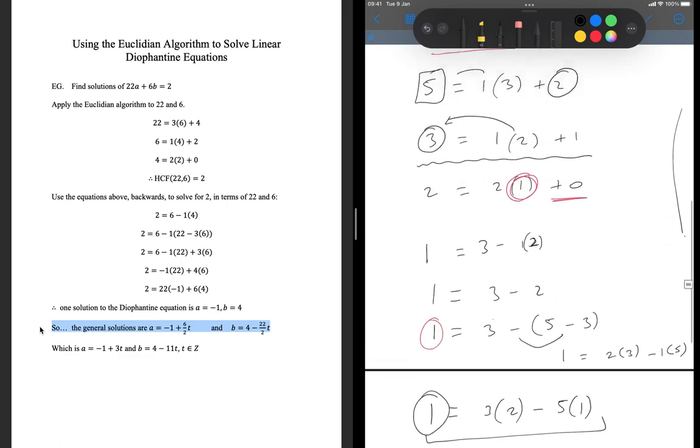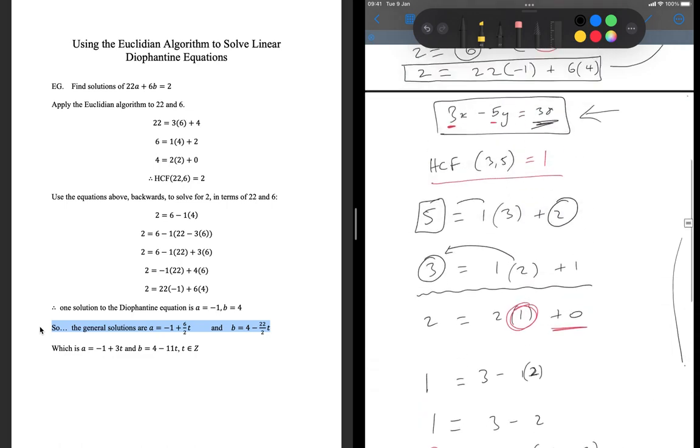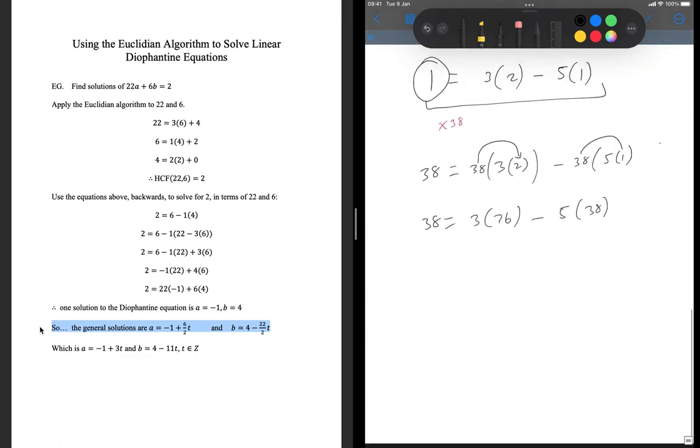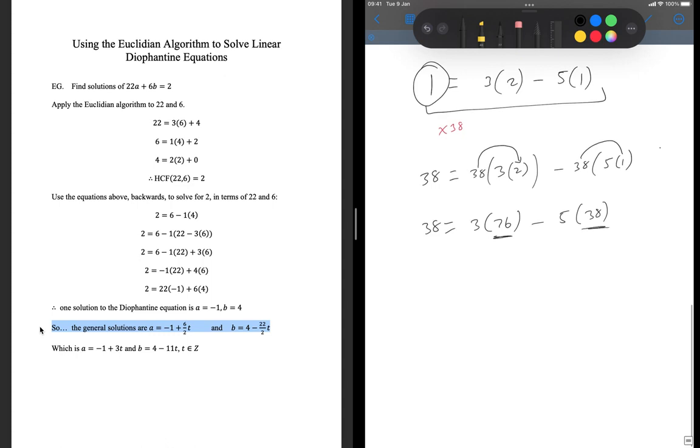Now that looks like exactly what we have here. 3x take 5y equals 38. In other words, we've found out that our x0 is 76 and our y0 is 38. That's our first solution. Now, that would have been pretty difficult to figure out without this process. So that's why this process is vitally important.